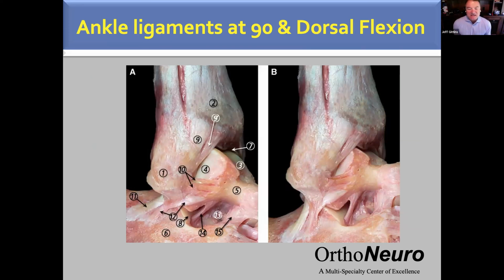This is another cadaver specimen showing you a different range of motions of the ankle and how it puts a different stress upon the ligament. In 90 degrees or neutral position, the ligaments are tight in the anterior talofibular ligament. In dorsiflexion, they become somewhat lax, but the calcaneofibular ligaments go into tension.